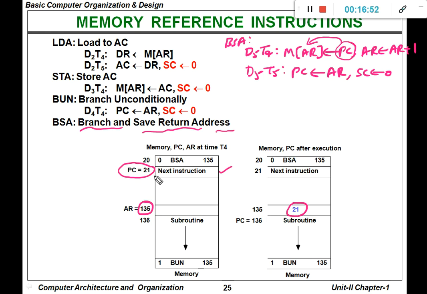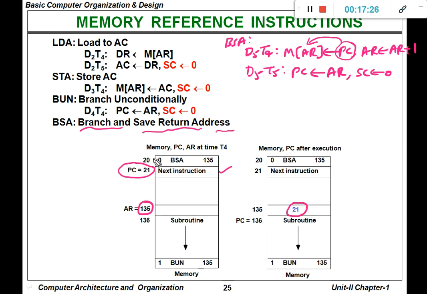program counter value 21. Okay, program counter value 21, and now I need to execute the subtask or subroutine. So for that purpose, I am storing the current value of the program counter into a memory location. What is that memory location? That memory location is represented by address register 135. So that is why we are storing 21 in location 135. Okay, understood?